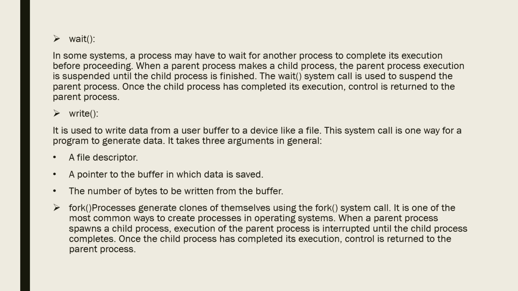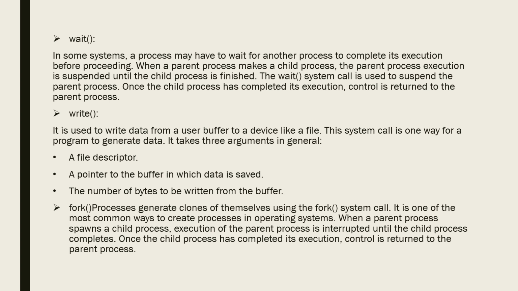Write method. It is used to write data from a user buffer to a device like a file. This system call is one way for a program to generate data. It takes three arguments in general: a file descriptor, a pointer to the buffer in which data is saved, and the number of bytes to be written from the buffer.